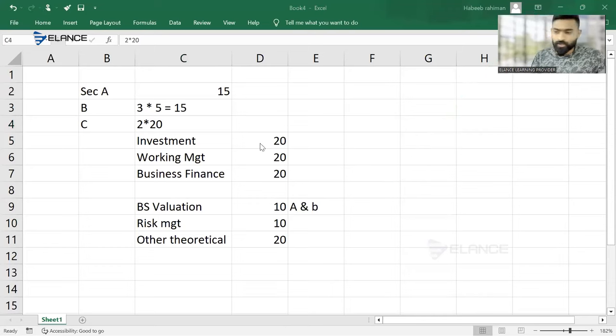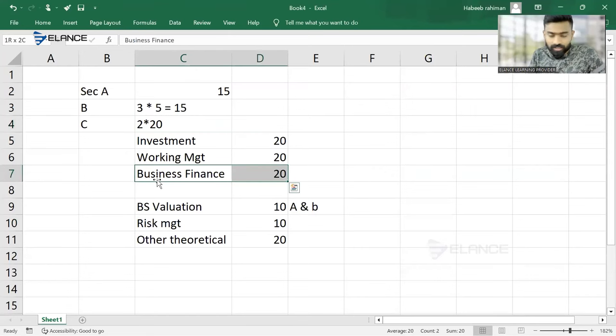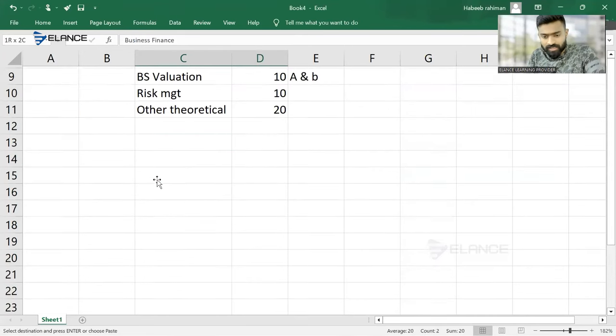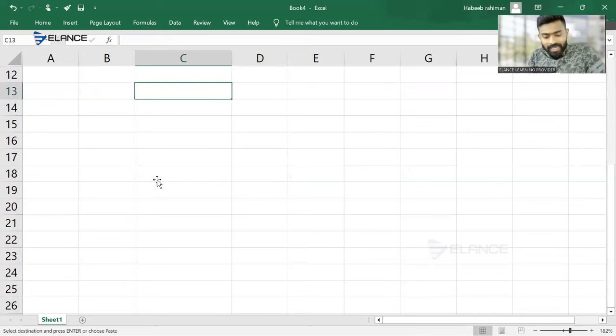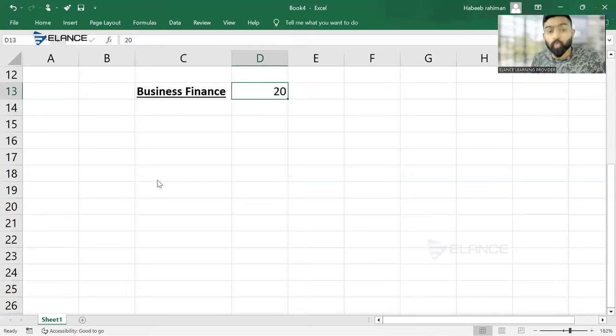Okay, so today we are here not to actually discuss this. As I mentioned at the start, today we are focusing on this part, business finance. From business finance, I will segregate the chapters. In the business finance module, in total we can expect around 20 marks.